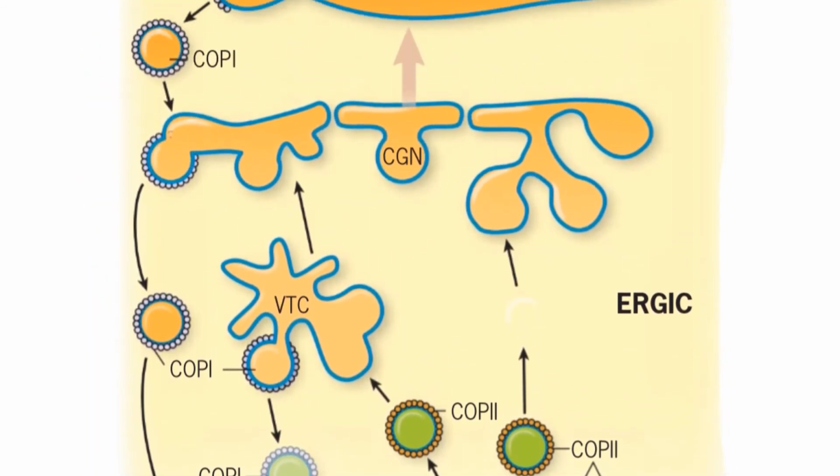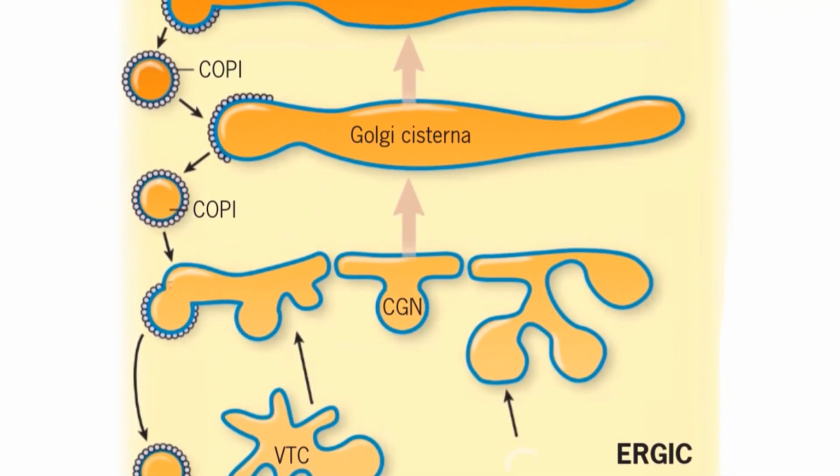And then if we move up here, we can still see the COP1s. Okay, from the trans-Golgi network to the medial Golgi network to the cis-Golgi network. The movement of the vesicles here are all dictated by the coating COP1 protein.